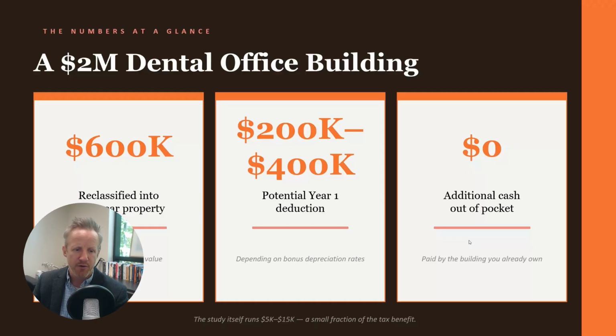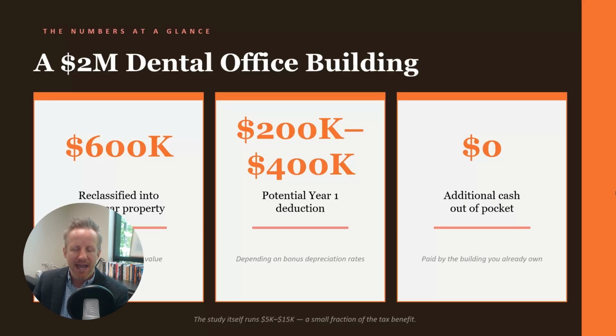It's usually around 30% of the total building value. That's a common rule of thumb. Then that 30%, in this case roughly $600,000, can be depreciated faster. And when you pair it up with the bonus depreciation, you could get up to $400,000 plus deduction on that.